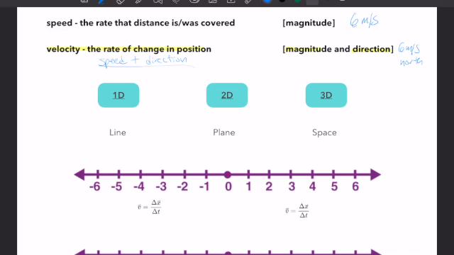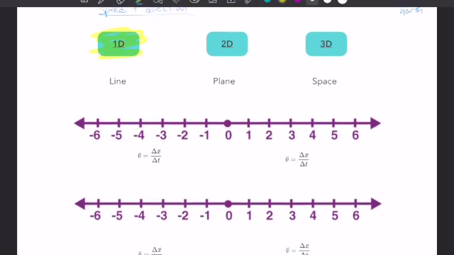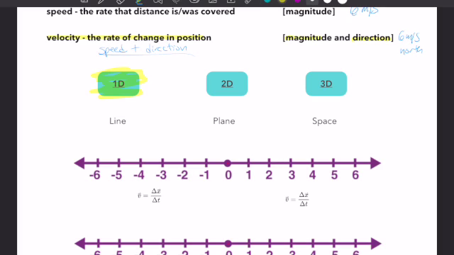Now, again, in kinematics, we can only model one dimension at a time. So we are going to focus on one-dimensional motion along a line. Now, of course, these will look very similar to the position time that we have. But now we want to use the same examples we had in our position time, but analyze them for velocity.